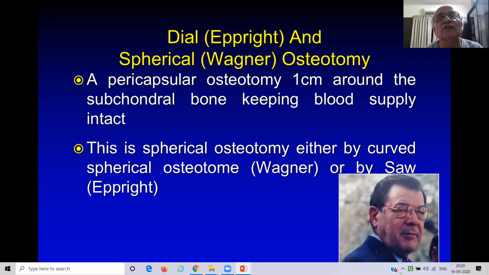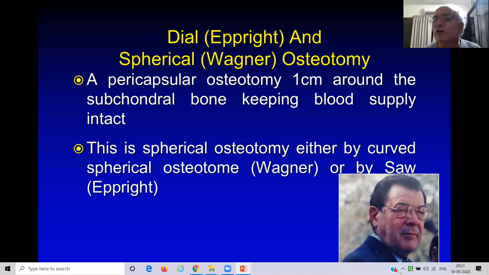So what is this osteotomy? A pericapsular osteotomy, 1 centimeter absolutely around the whole of the acetabulum, keeping its blood supply completely intact. This is a spherical osteotomy done by a curved osteotome, and that is called Wagner. The same osteotomy is done by saw, and that was called Eppright.